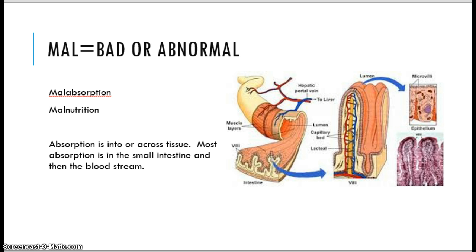A prefix, mal-, means bad or abnormal: malabsorption, malnutrition. Absorption is into or across the tissue. Most absorption is in the small intestine, and then from there goes to the bloodstream. When we have a person with malabsorption or malabsorption syndrome, they can become depleted in their nutritional status very quickly.